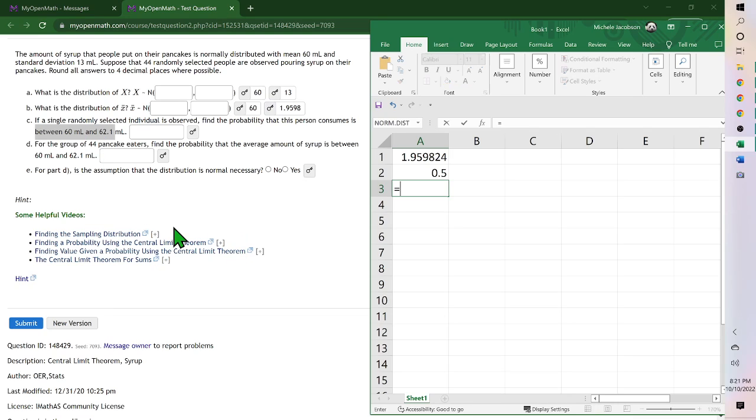Now we want to do the same thing, equals norm, and it's 62.1. So 62.1 comma 60 comma 13 comma 1. Now we need to subtract the two, because remember the 62.1 would be all of this. If we subtract the 60, then it gives us what's in between. So you want equals this one minus this one, which gives us this.